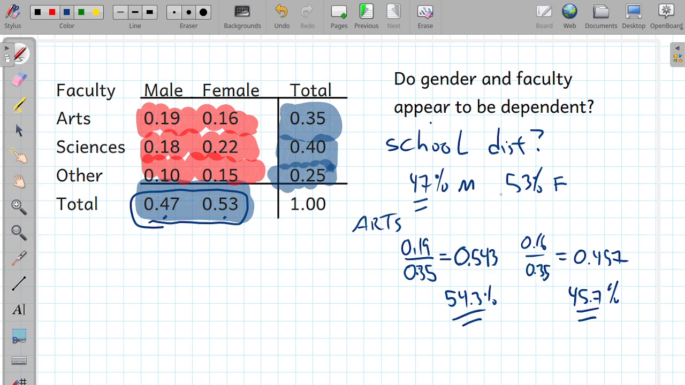The school distribution is 47 to 53. The arts faculty's distribution is 54 to 46. So right there we can say, yes, they appear to be dependent just by that one blip, that one faculty. Because remember, for a counterexample, you only need one exception.